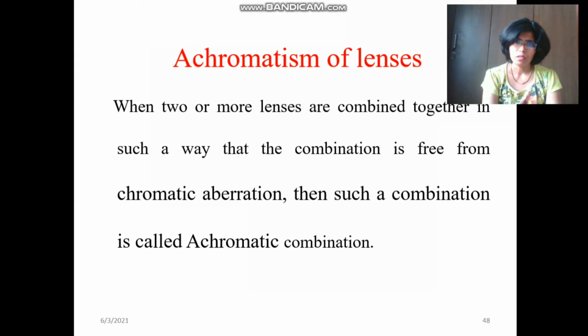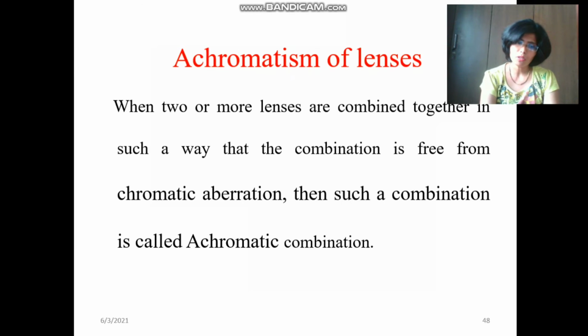Now, achromatism of lenses which are in contact and which are separated by some finite distance. Achromatism means any optical system free from chromatic aberration is called an achromatic system. Ideally, an achromatic system should form images of the same size and at only one position for all the wavelengths. But this condition must be satisfied not only for one position of the object but for all positions.